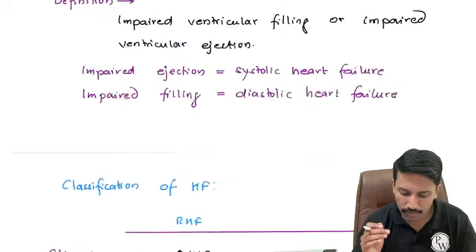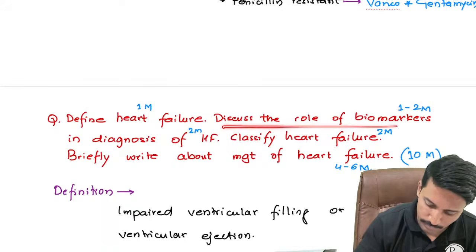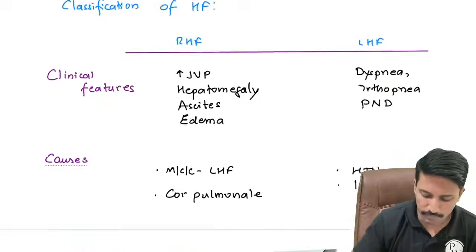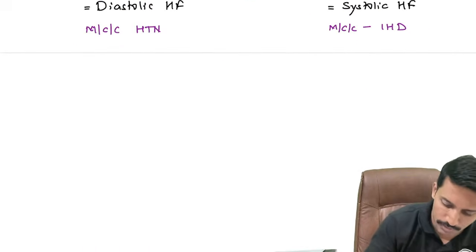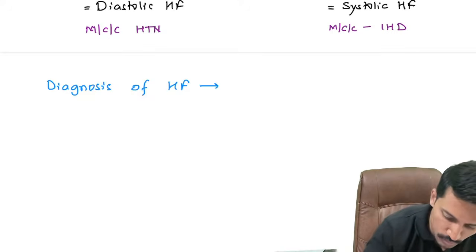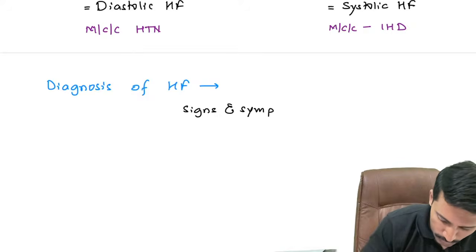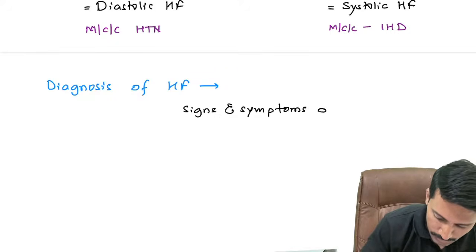So after the classification, what are they asking? They are generally going to ask about the biomarkers for the diagnosis of heart failure. So let us write about the diagnosis of heart failure. How do we make a diagnosis of heart failure? Diagnosis of heart failure is based on two things. First one, signs and symptoms of heart failure.